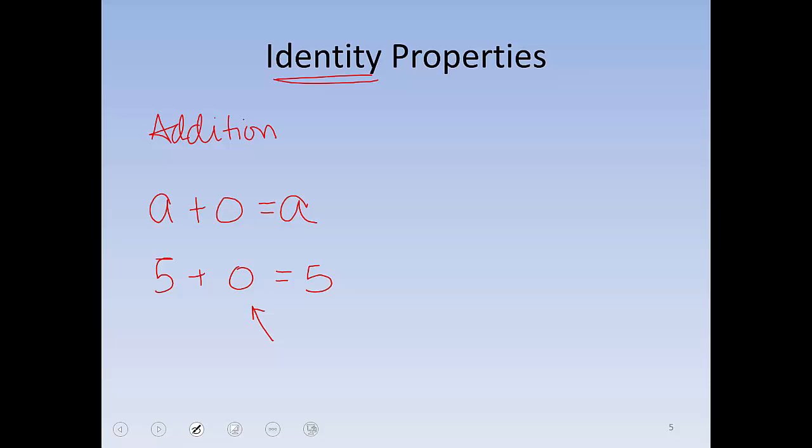How about with multiplication? What can we multiply a number by so that it maintains its identity? Think about that for a second. Maybe you came up with this. I can take a number and multiply it by 1 for it to keep its identity. Any number you can think of, 7 times 1 will still equal 7. It maintains its identity. Those are the identity properties.